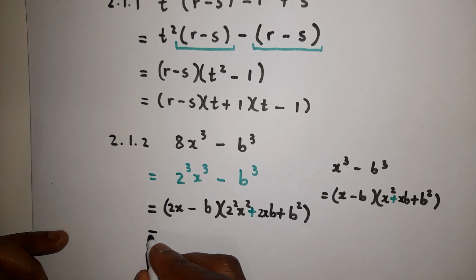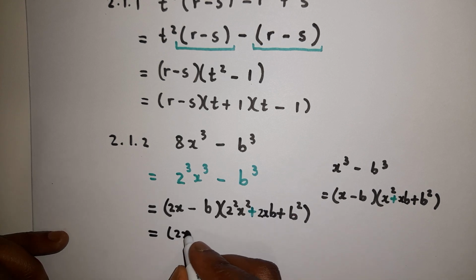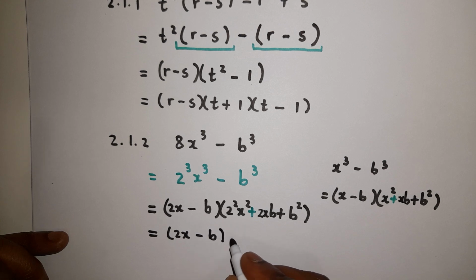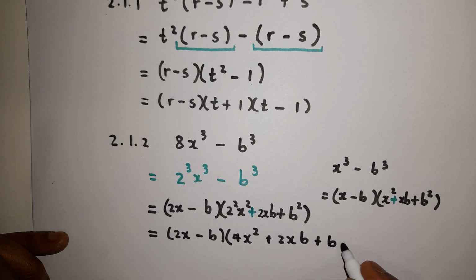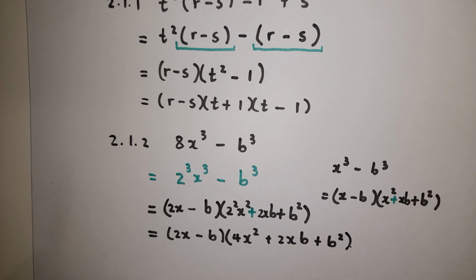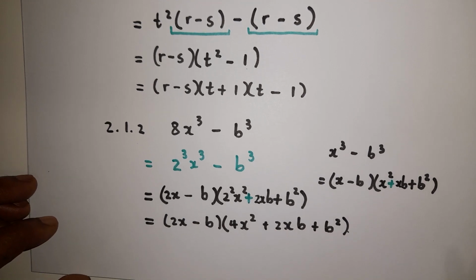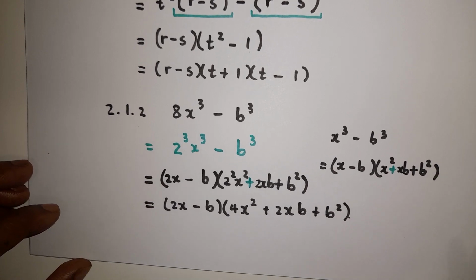Then simplifying these three terms will give me 2x minus b multiplied by 2 squared is a 4x squared plus 2xb plus b squared. Right. Then just like that, we have factorized the difference of 2 cubes.